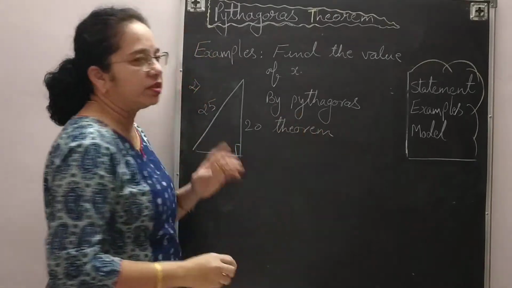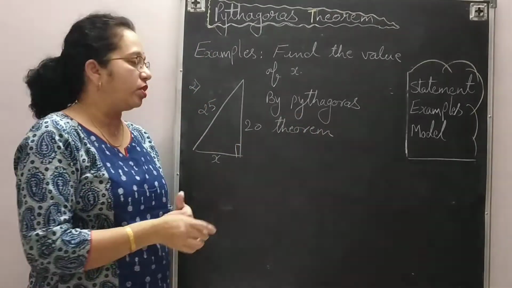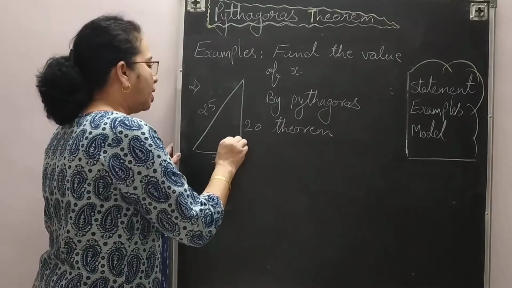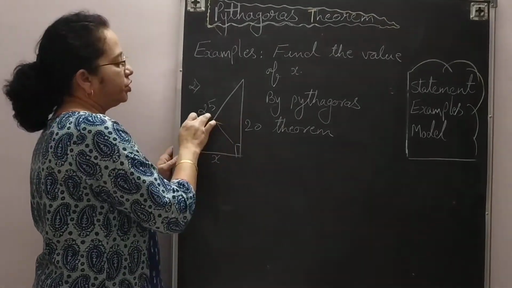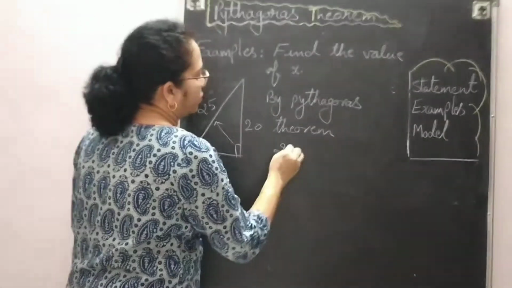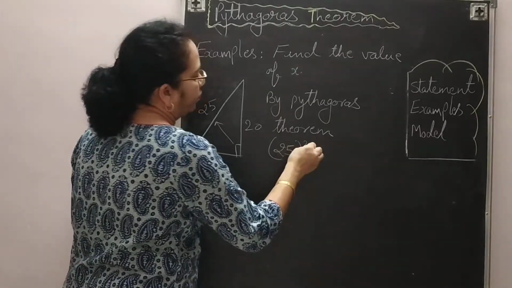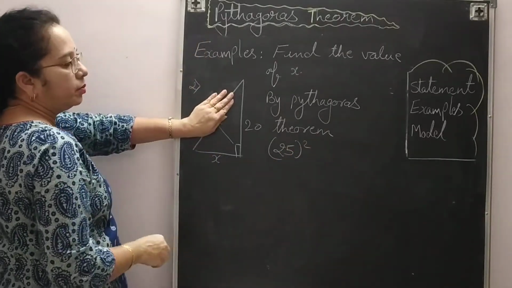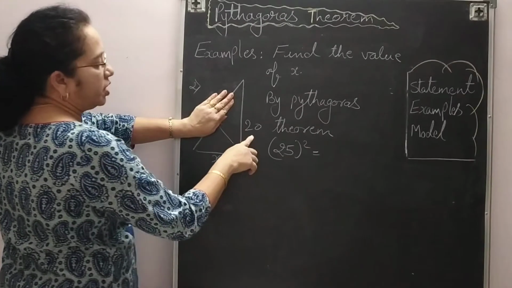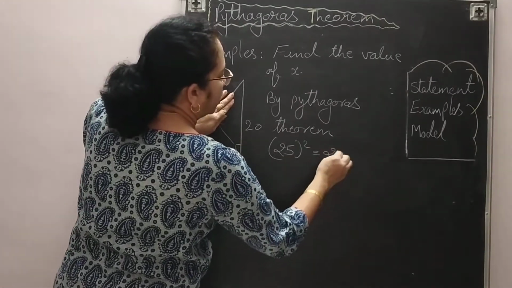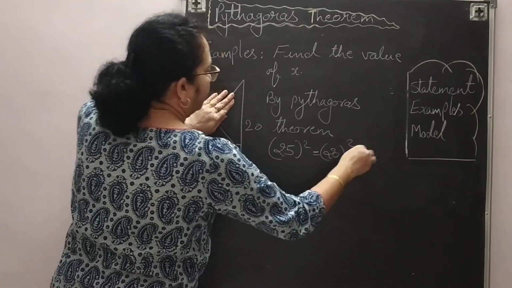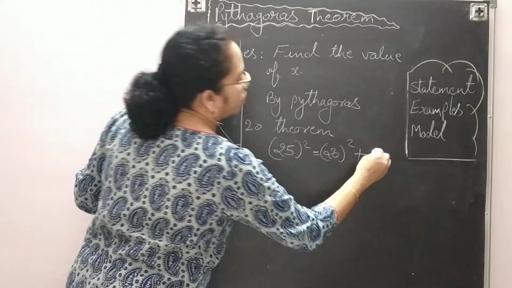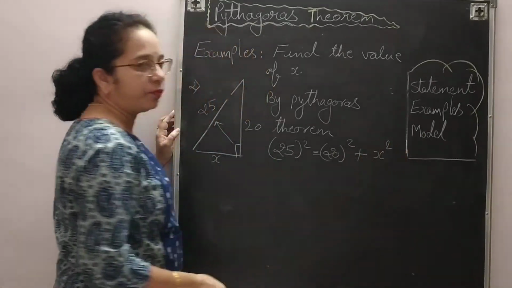What is Pythagoras theorem? Hypotenuse square. How to identify the hypotenuse? Opposite to 90 degree. Which number is given? 25. So 25 square. Then height this side. Now which two sides can you see? 20 you can see. So write down here 20 square. Plus you can see x. So write down x square.